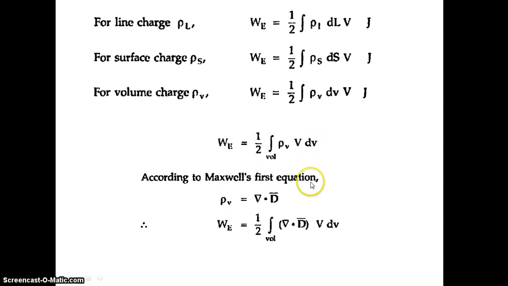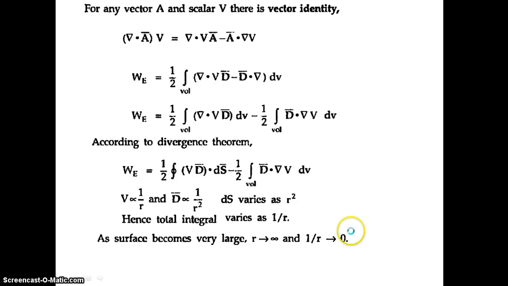Now according to Maxwell's equations, del dot D equals rho V. This is the point form of Gauss law. So We equals half into volume integral, and instead of rho V, I am replacing it with del dot D, giving half volume integral del dot D V dV.